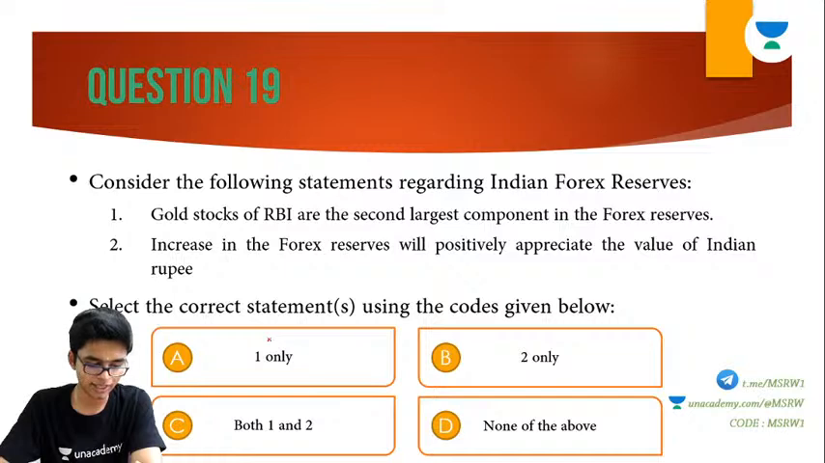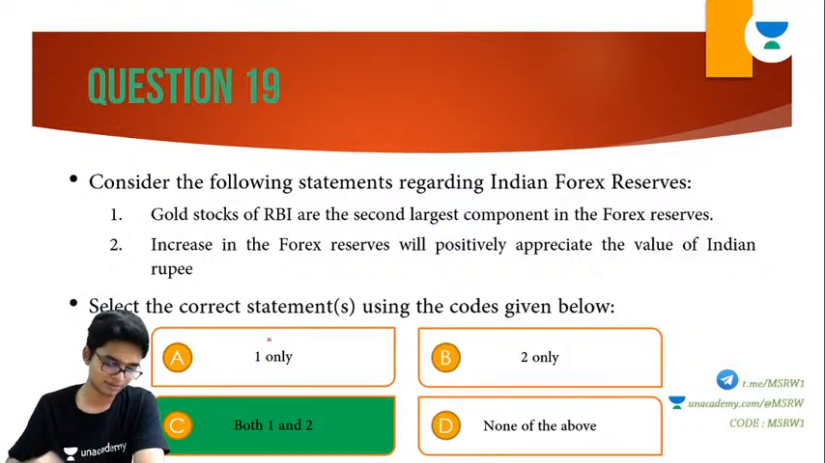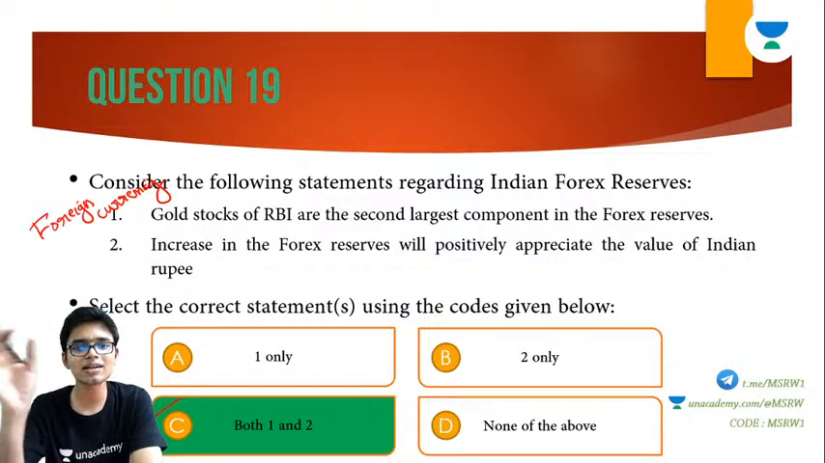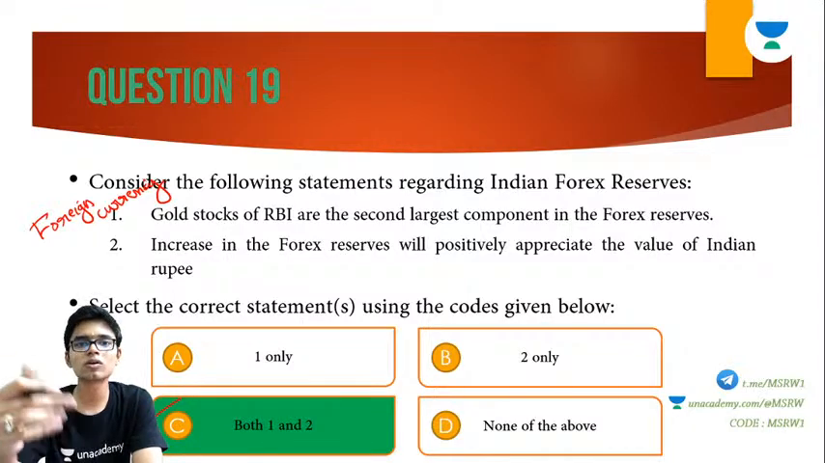Okay, everybody going with option A. Okay, Saubhagya B. All right. Satya B, Nilam C, Seema Shetty B. Correct answer is option C. Nilam, very good. Both are correct. Gold stocks of RBI are the second largest component in forex reserves. This is correct. What is the largest component? Obviously, foreign currency. So foreign currency obviously has the largest component. Gold stock of RBI is the second largest component. So statement number one is correct.